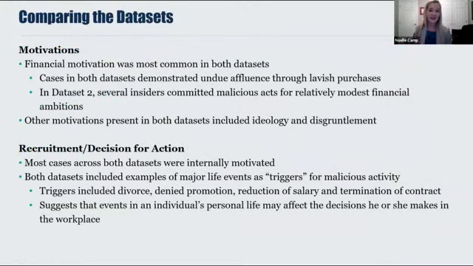Cases in both data sets demonstrated undue affluence through lavish purchases. For spies, they were receiving a good deal of money, high salaries from the foreign intelligence entities they were working with. And for insiders, if they sold the nuclear material they stole, they were coming into quite a bit of money. This often resulted in extremely lavish purchases inconsistent with the individual's normal income. In several of the cases, this actually helped to eventually catch the insider or the spy.